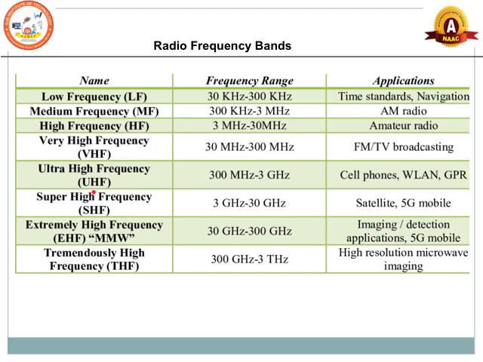After this, we have ultra high frequency, UHF. The frequency range is 300 megahertz to 3 gigahertz. The application is cell phones, WLAN and GPS. After this, we have super high frequency, SHF, and the frequency range is 3 gigahertz to 30 gigahertz, and the application is satellite and 5G mobile. Then we have extremely high frequency, that is EHF, also called MMW, and the frequency is 30 gigahertz to 300 gigahertz. The application is imaging or detection, and it is used in 5G mobile as well.